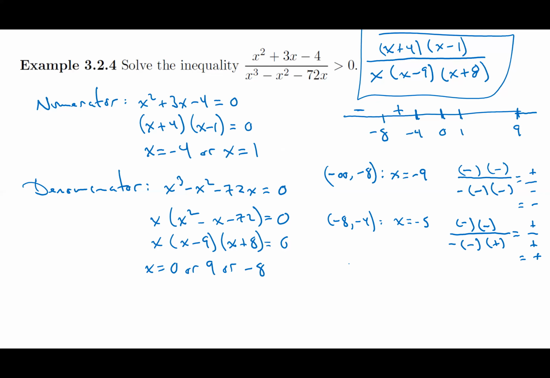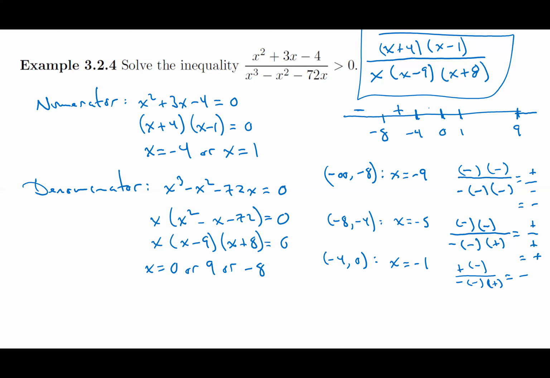-4, 0. Okay. I'm going to choose the test point, I don't know, -1. Okay. And when I choose -1, I'm going to let you try this now. But it looks like we'll have positive times negative over negative times negative, and -1 plus 8 is positive. And so negative over positive is negative. So we're going to have negative.